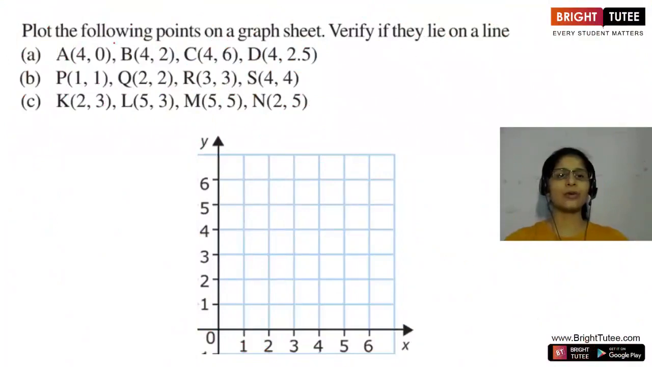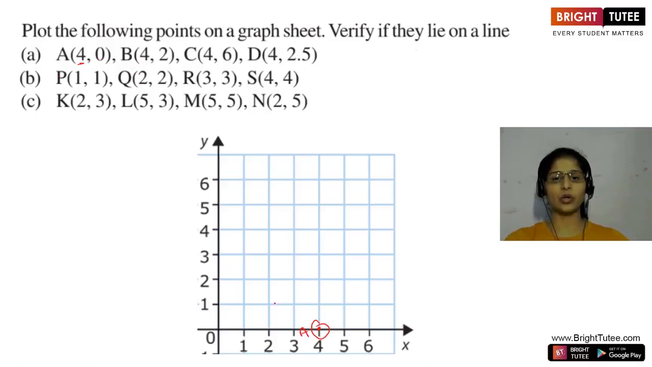Here also, we have to plot the following points on the graph sheet and verify if they lie on a line. The first point is 4, 0. That means x is 4, so we will move towards the right by 4: 1, 2, 3, 4. But y is 0, so we won't move upwards, we will be here itself. So this is point A.